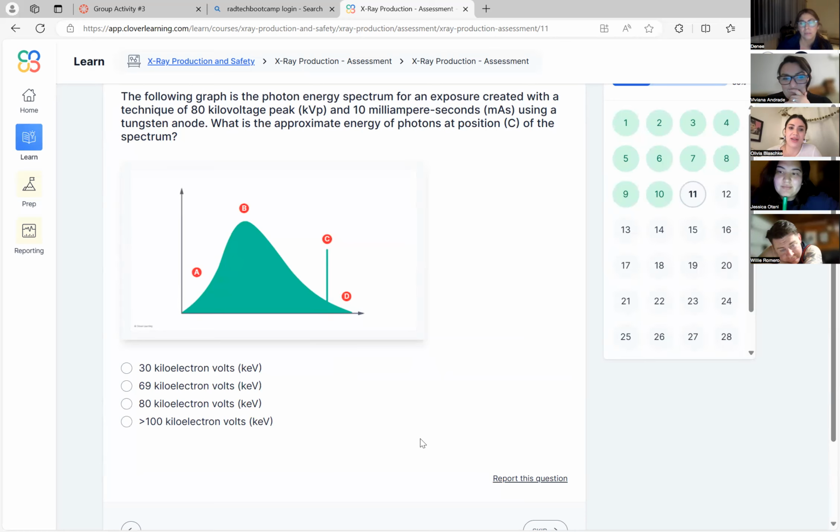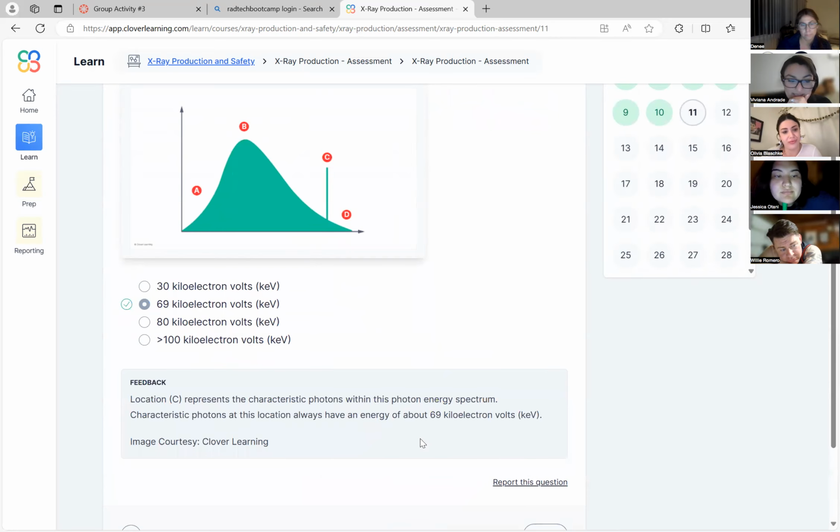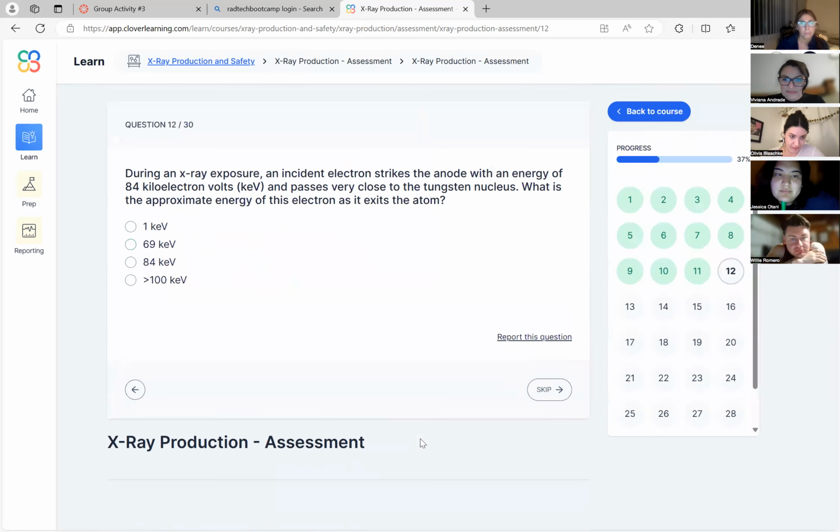Yeah, on the last one, I'm pretty sure we said, Anne was saying, let's see. I think it is. It says the location represents the characteristic photon within the photon energy spectrum. Characteristic photon is located at the energy of about 69 kilovolts. I still kind of feel like I don't understand why, but it's just tungsten. I remember it was 69. That's the only thing I could think of. I'm confused. It's all right. That's why we have each other.